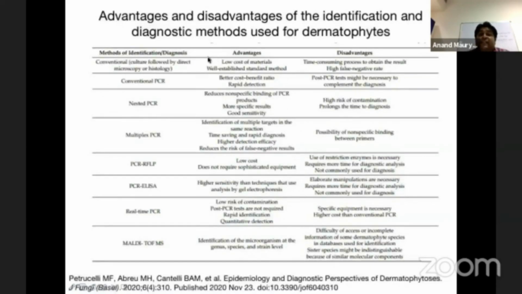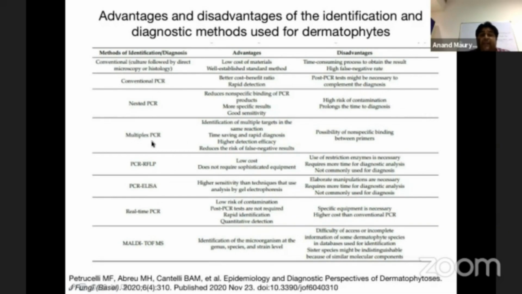So here there is a list of the methods, with advantages and disadvantages. Conventional PCR has a better cost-effectiveness ratio and helps in rapid detection of dermatophytes. Only a post-PCR test might be necessary to complement the diagnosis. Nested PCR is also used and has very good sensitivity, but there is a high risk of contamination.